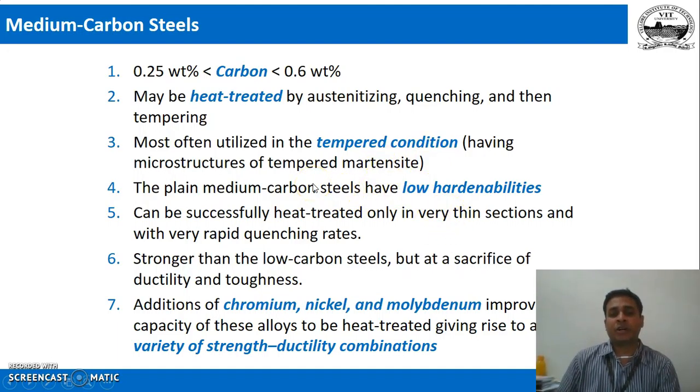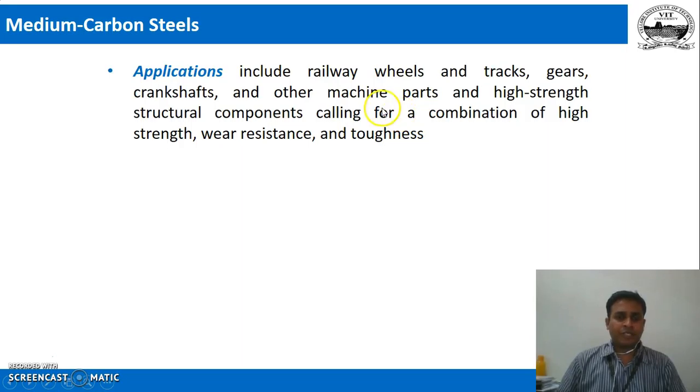So the plain medium carbon steels have low hardenability, okay. To improve the hardenability, what we do, we add some alloying elements, right. If you have alloying elements, the C curves will shift to the right, and it is easy for you to convert austenite to martensite. That means your hardenability improves by adding the alloying elements, right. And for the applications of medium carbon steels, we use them where we need more hardness and more strength than what you might get from the low carbon steels, okay.